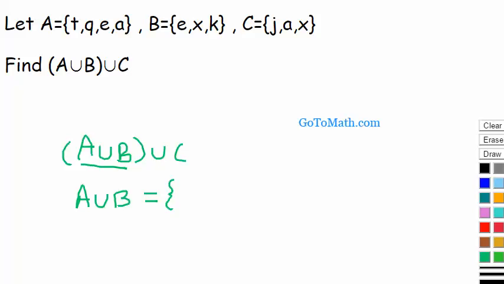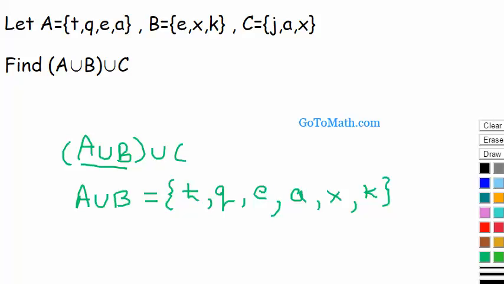So we have a T, a Q, an E. Now you notice we have an E over here, so we don't write the E twice. And then an A. And what do we got? An X and K. Alright. So that's A union B. Just join both those sets together. Just make sure we don't repeat elements.